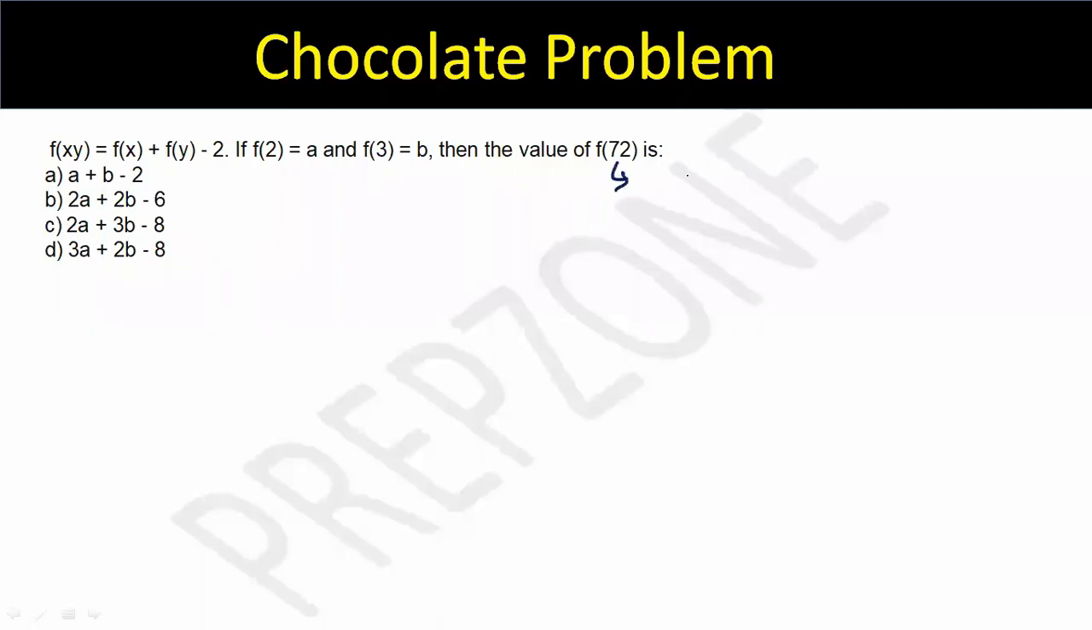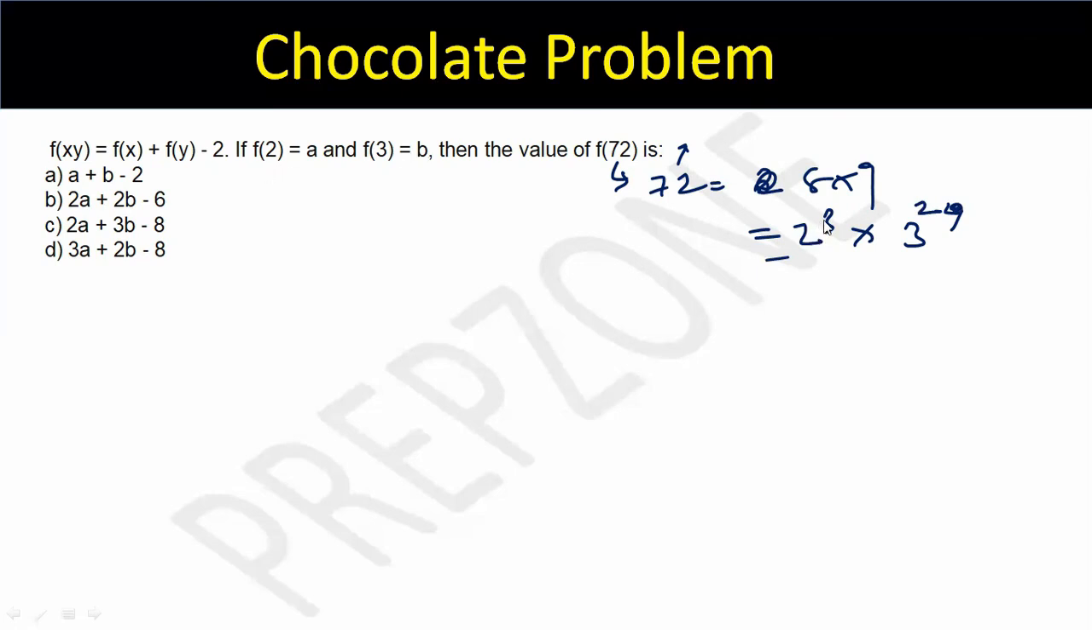See, one way is f of 72 क्या है? 72 is what? 4 into 18. 4 into 18 is nothing but 9 into 8, right? 8 into 9. This is nothing but 2 cube into 3 square. Sorry, 3 square. My bad. 3 square. So if I would have been in your place in the exam, मैं इस question को solve भी नहीं करता. I would have said कि ठीक है, I had to express f of 72 in terms of f of 2 and f of 3.